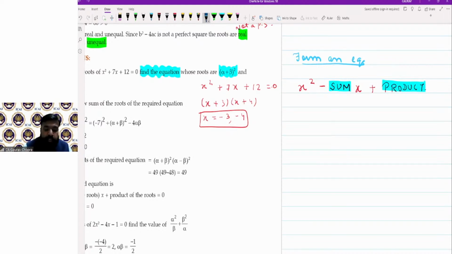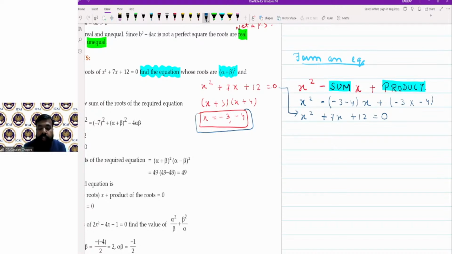Let's say these two are the roots, minus 3 and minus 4. These are the roots and we have to form the equation. Then what we have to do: x square minus, what is the sum? Sum is minus 3 adding minus 4. And what is their product? Minus 3 multiplied by minus 4. So what is the equation? x square plus 7x plus 12 is equal to 0. So in this way, we can verify that our equation was correct.